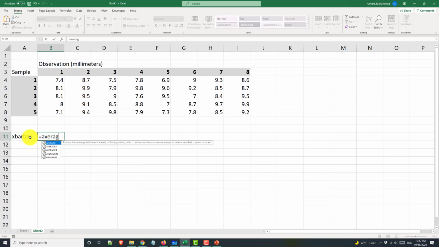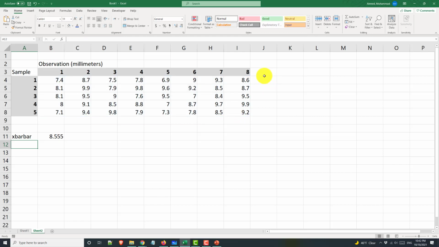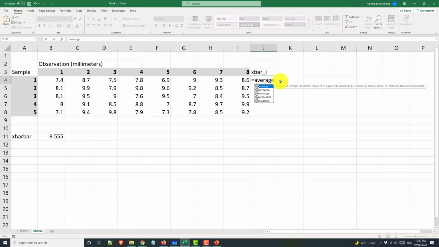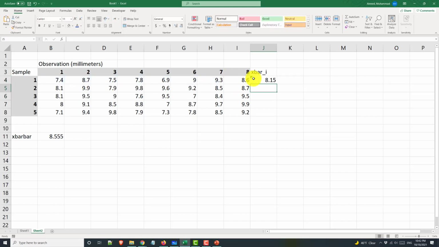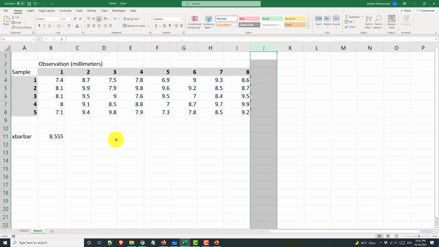X bar bar is just the average across all this data you have. You can also find the average of sample 1, which will be like X bar 1. So X bar 1 will be the average here, and then X bar 2 would be the average here, and so on. And you will find 5 X bars, and the average of the 5 X bars, 8.555, is the average of the entire data set. But you don't have to do it in these 2 ways. You can just do it directly. Just do equals average and find the average of all the numbers.